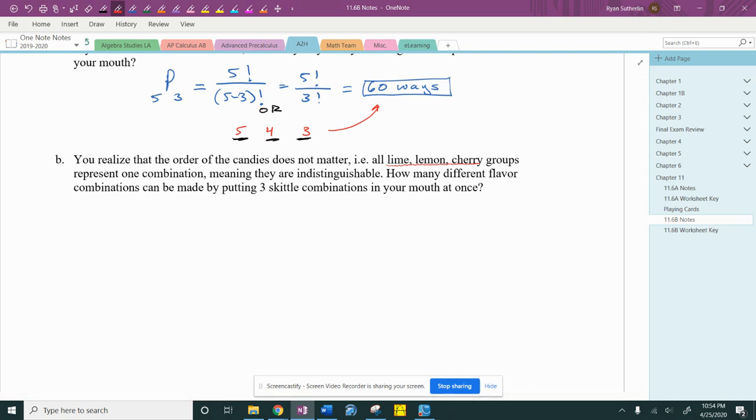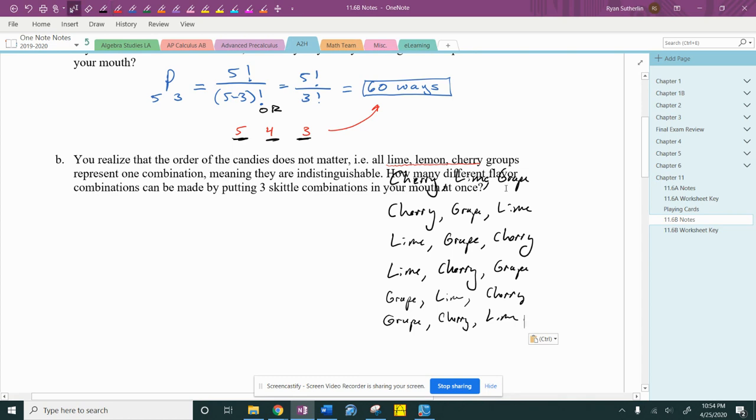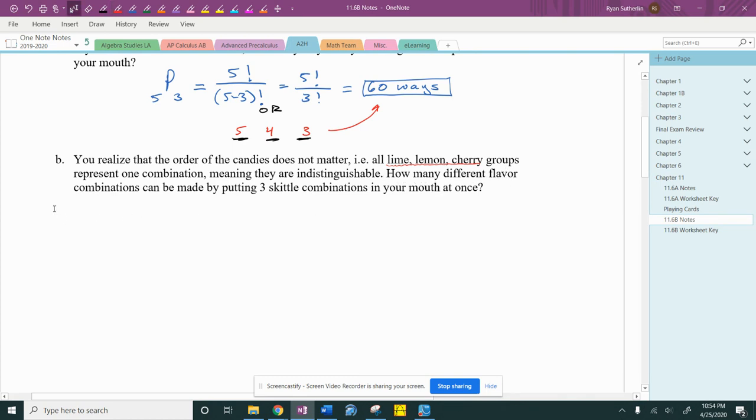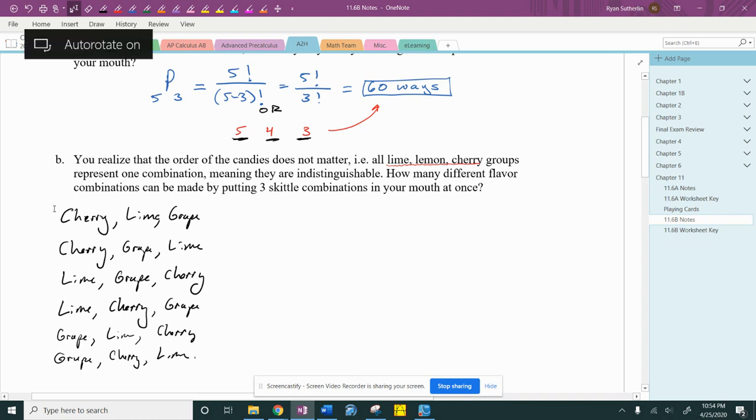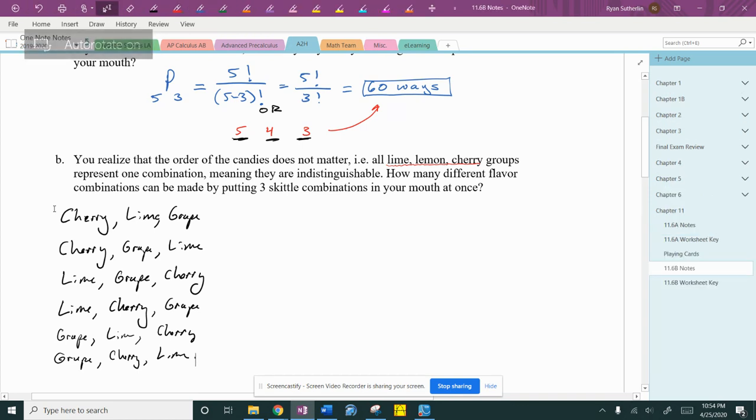But if we make a list of those 3 things, if we did our permutation list, here, let me move this over to this side, we could see that there are 6 different lists that include cherry, lime, and grape if we were worried about order, if it were a permutation. But the idea of a combination is that each of these groups represents the exact same thing. It doesn't matter when you throw all 3 of them in at once if the cherry enters your mouth first, or the lime, or the grape. They're all the same. And so when order does not matter, that is when we have a combination.